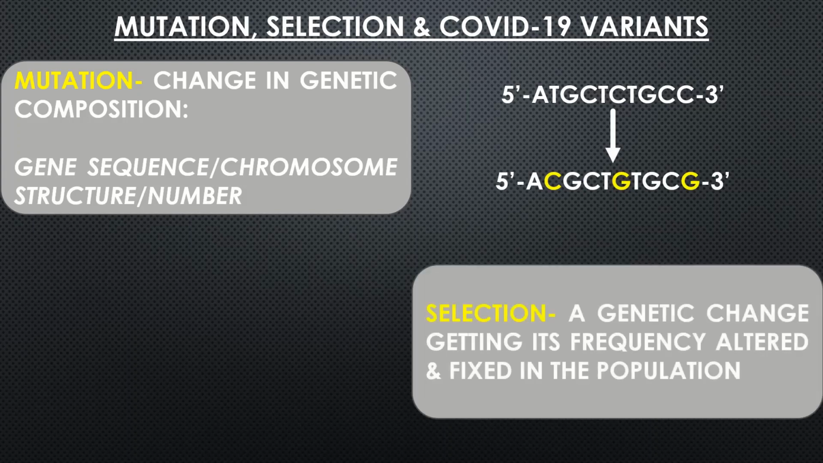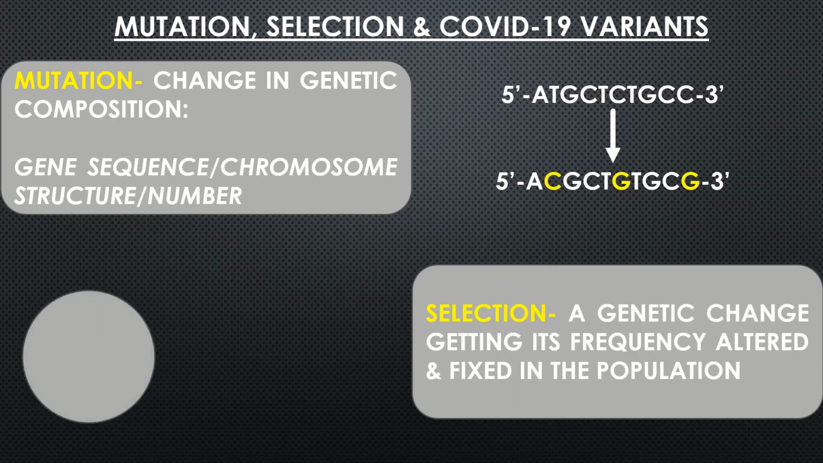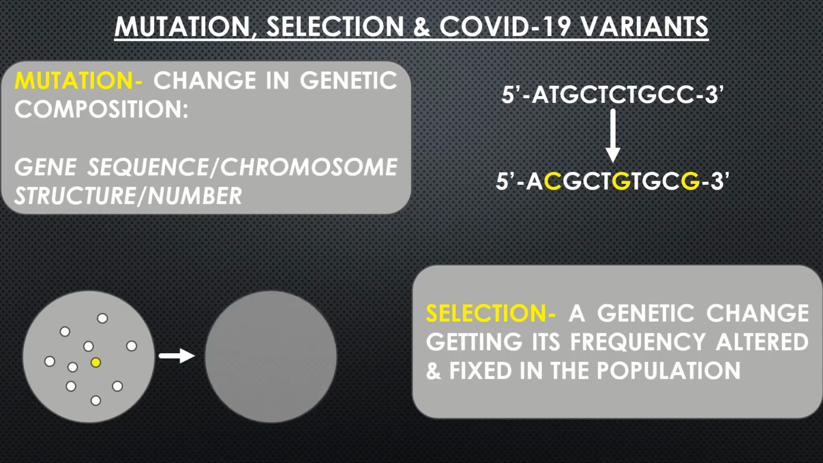So what is selection? A selection is a genetic change getting its frequency altered and fixed in the population. Say for example, this is a population with certain individuals having a given genetic sequence, which we call as the wild type sequence. And if a new mutant sequence comes into play, and after several generations, that mutant sequence gets altered in its frequency and that alteration gets fixed, we call it as a selection.